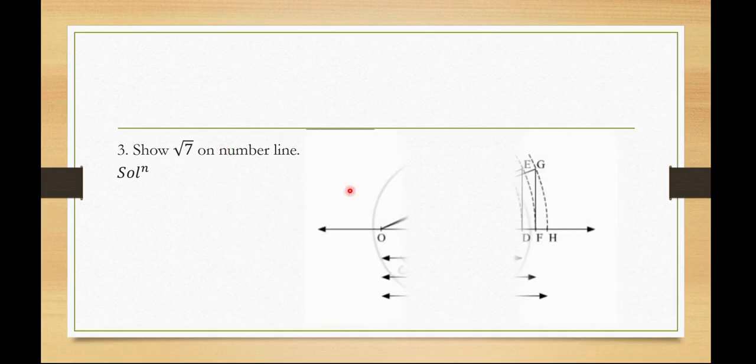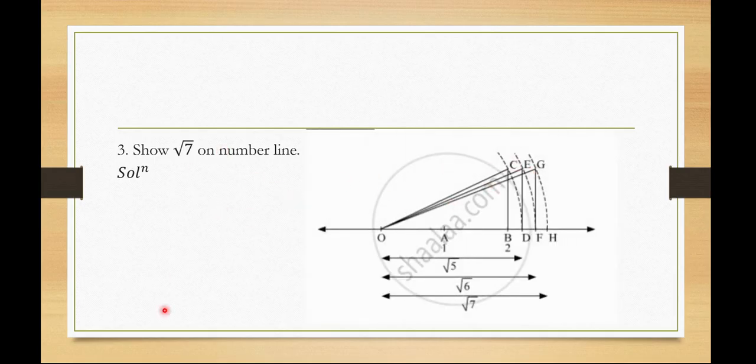Now let's move to the last question of lesson number 1. Show root 7 on number line. This question is reduced. As you can see in your textbook, there will be a site before this third question. So now let's solve this question. As you can see here, I have drawn the diagram. I have not written the statements because those statements represent how to solve it. Now you have understood, that's why I have not done it. So now let me explain how we have to do it.